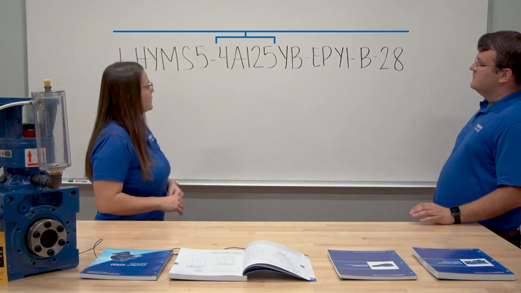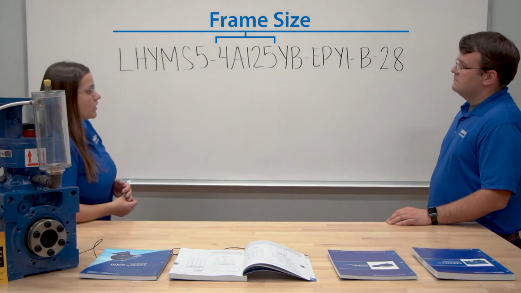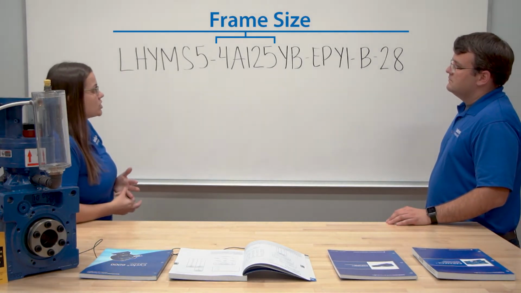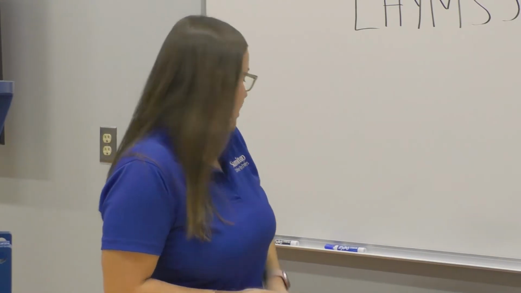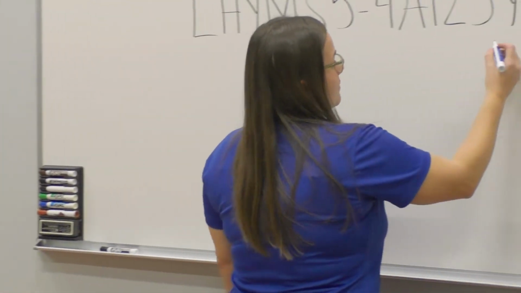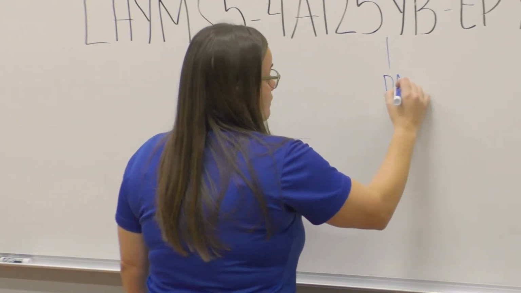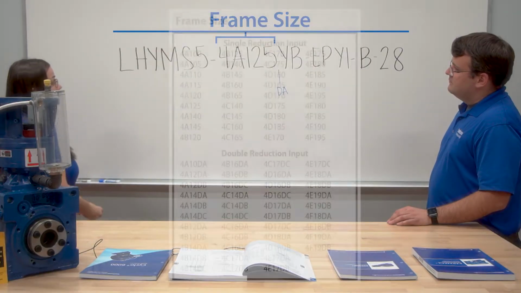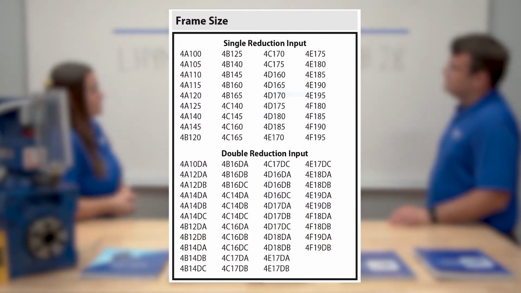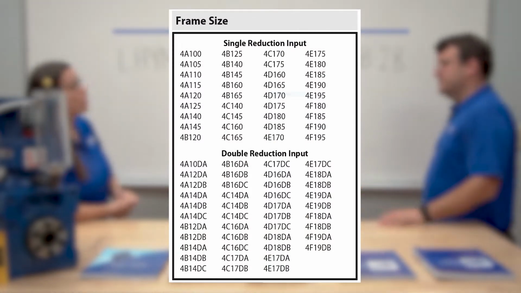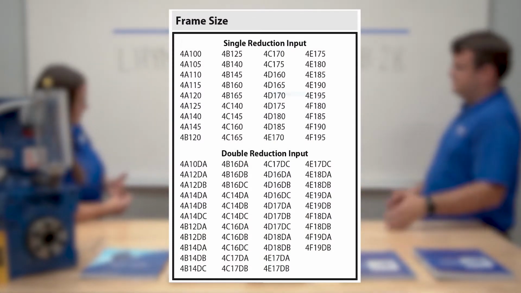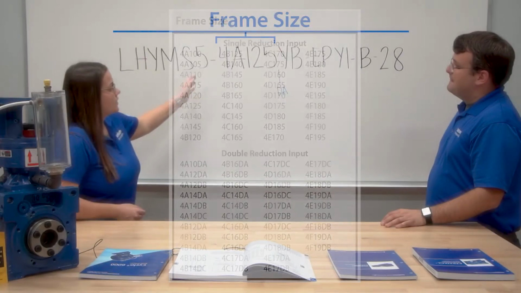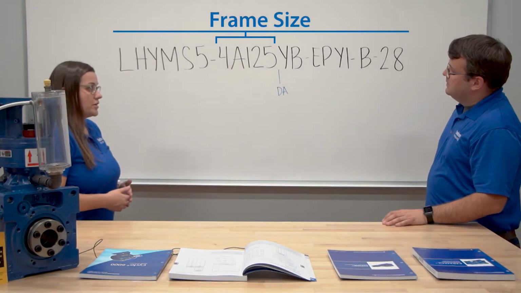After that, you have your BBB box size, and that is going to be our 4A125. This will change. It could be a double reduction. As an example, you could come here and add a DA, a DB, or a DC, and that would tell you that it now has 2 cyclo units attached to it, instead of just the one like a standard single. It just adds another stage of reduction. So this will tell you your box size and then your double reduction if necessary.